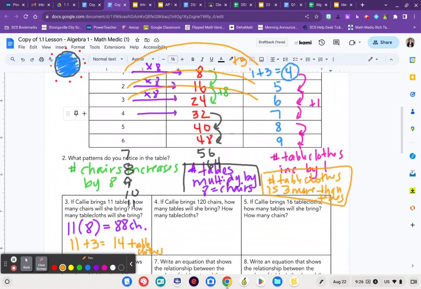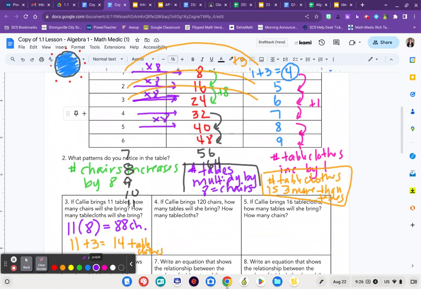All right, so I kind of want to use what's in my purple and my orange to help me, because extending that table is a great option but takes a lot of work. So 4 says, if Callie brings 120 chairs, how many tables will she bring? Well, we said that I'm going to take the number of tables and multiply by 8 to get chairs. So going this direction, I'm multiplying by 8.